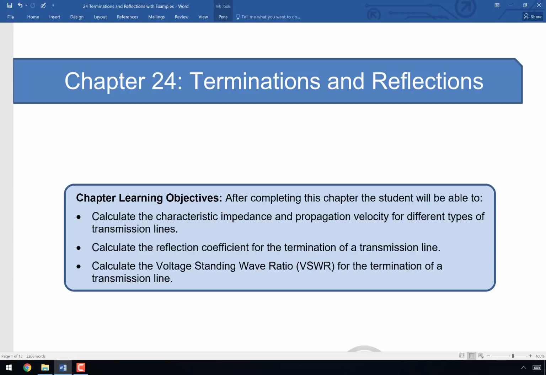We can find that there'll be some cases where there's going to be reflection. There'll be other cases where there'll be no reflection. And it's really going to depend upon the characteristics of the line and the characteristics of the load that is attached to it. So we're going to talk a little bit about characteristic impedance.